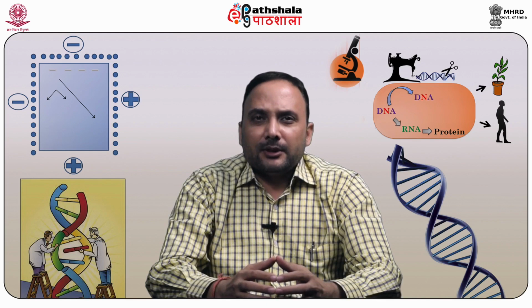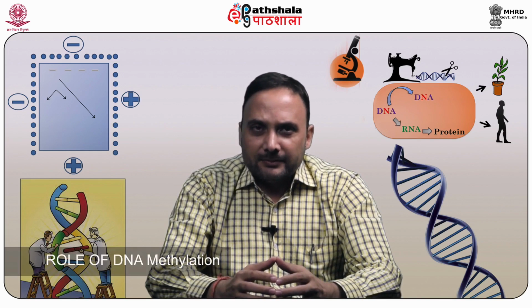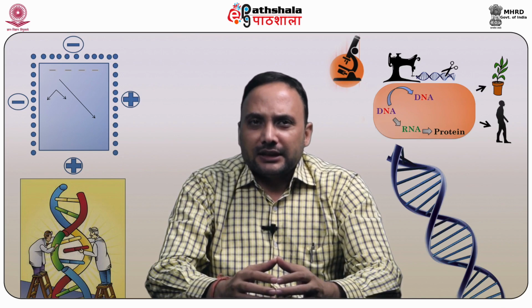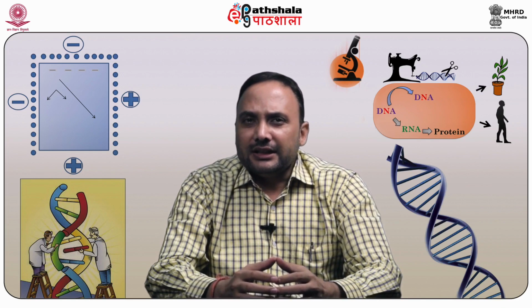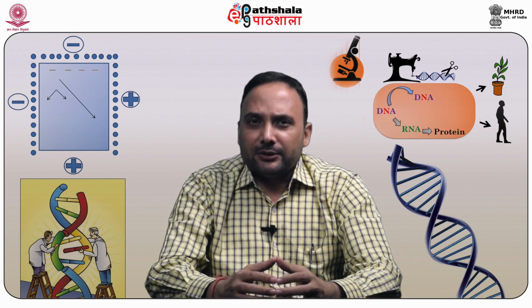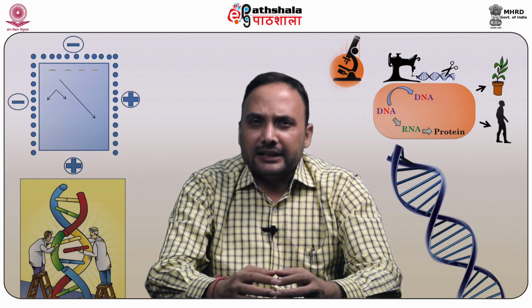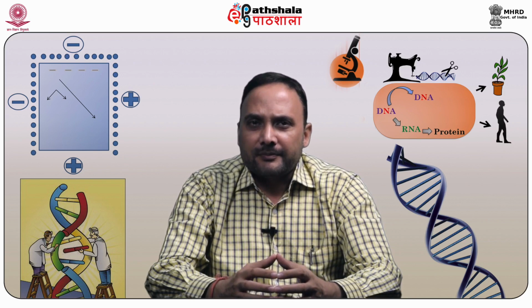Now let's talk about the role of DNA methylation. DNA methylation plays a number of roles in a cell, such as it inhibits binding of proteins, including the transcriptional machinery, to the DNA, and thereby in a sense can block gene expression.